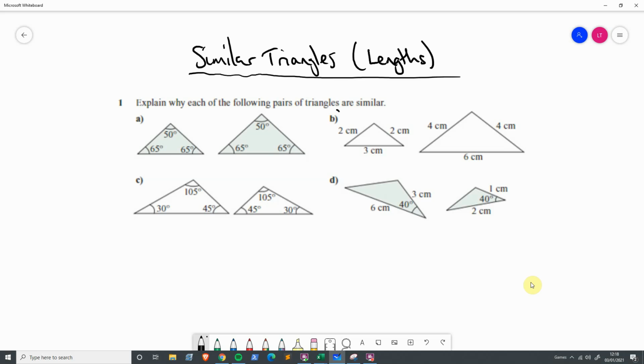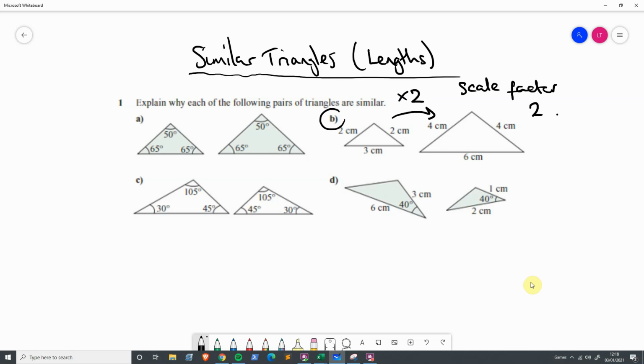So if we look at this B, we can see that this triangle here is 2, 2 and 3 centimetres, and the triangle to its right hand side is 4, 4 and 6 centimetres. Hopefully you can quickly spot that every length has just been times by 2. And we say that that has a scale factor of 2.